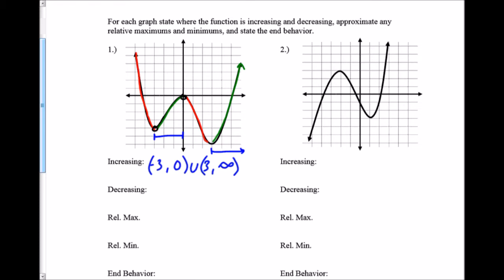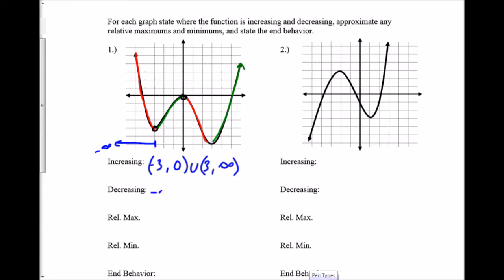Decreasing is what we have highlighted in red here. Again, when we're decreasing, we're going to look at the x values for which this is decreasing. Really, I have to think of it in reverse. From here, out in this direction, that's -infinity. So from -infinity until -3, this thing is decreasing.